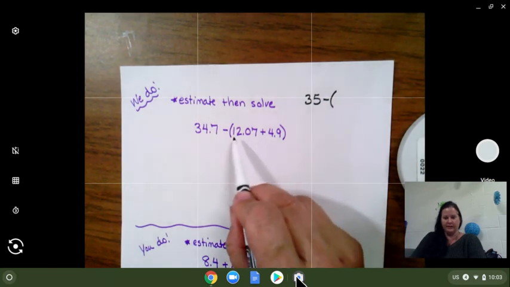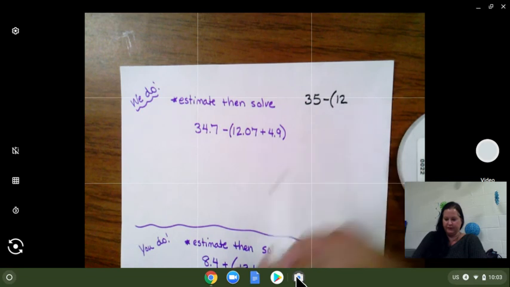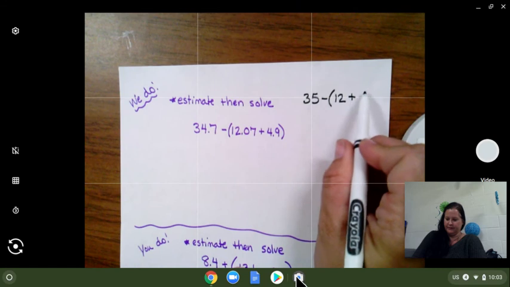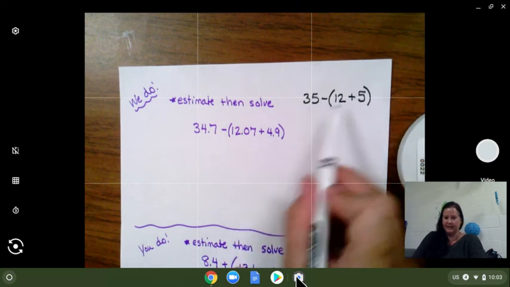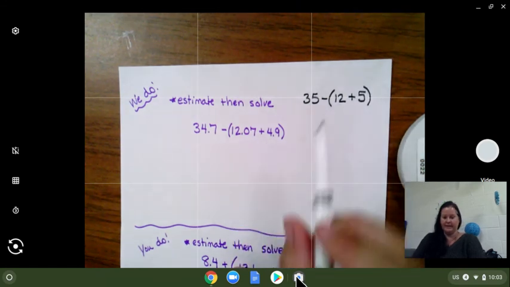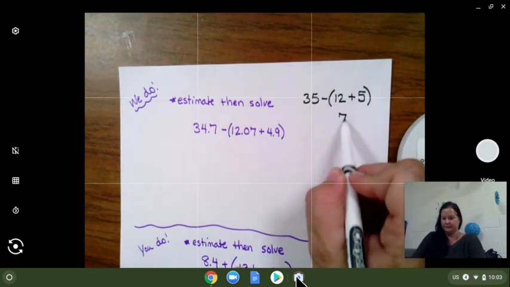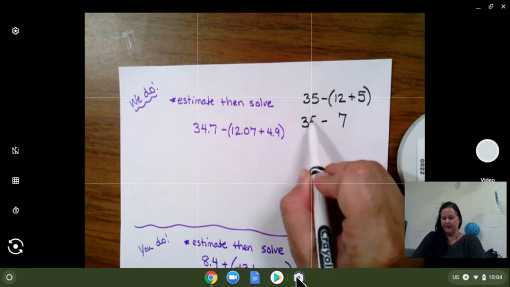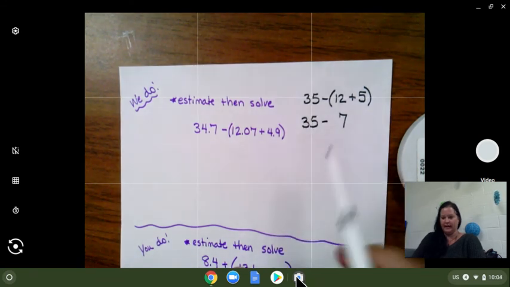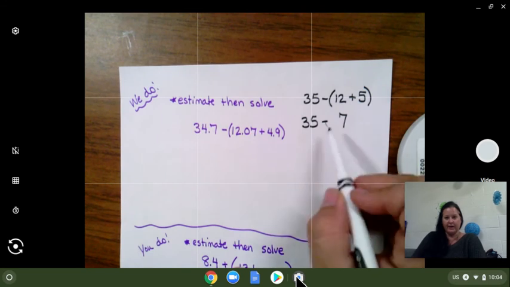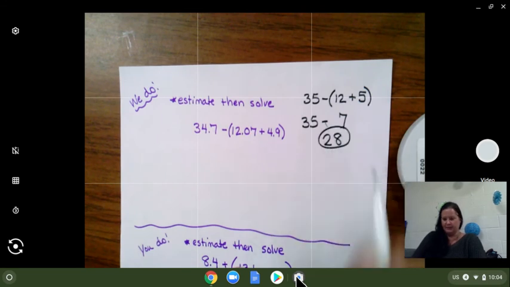12 and 7/100 is close to 12. And 4 and 9/10 is close to 5. Notice that I copied my sign down correctly. I have the same sign, so I have to do the parentheses first, 12 plus 5. Then I write everything down in front of it. See how I just left this part out and I put the answer underneath? That's how we line our work up nice and neat. And then I have 35 minus 7, which will give me 28. So my estimate is going to be 28.